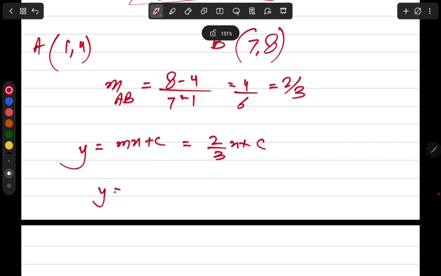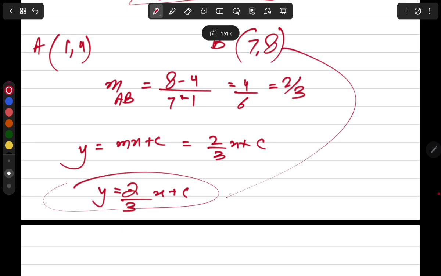Now you have an equation in y and x, but the y-intercept c is still unknown. How can you find that? You know that this particular line passes through this point as well as this point. So whichever point you put here, and you can try with both of them, you will find that c is going to come out exactly the same. Now I'm going to use B and I want you to put in A, and we are 100% going to find the same value of c.